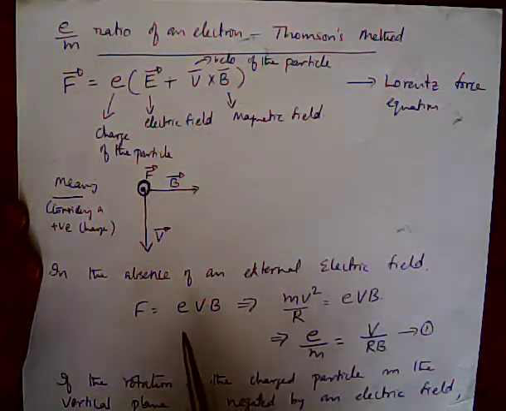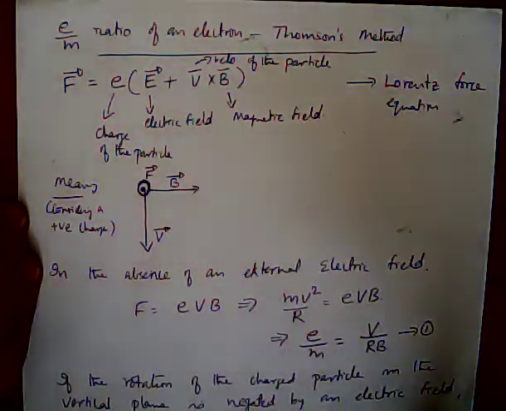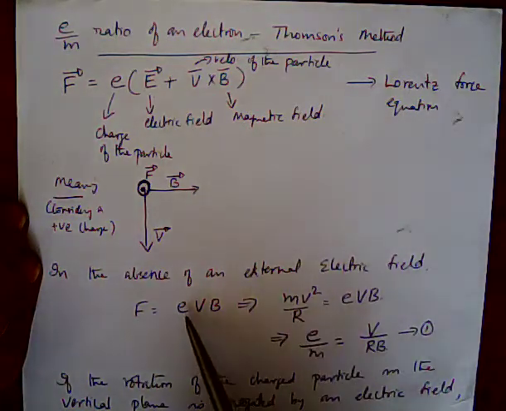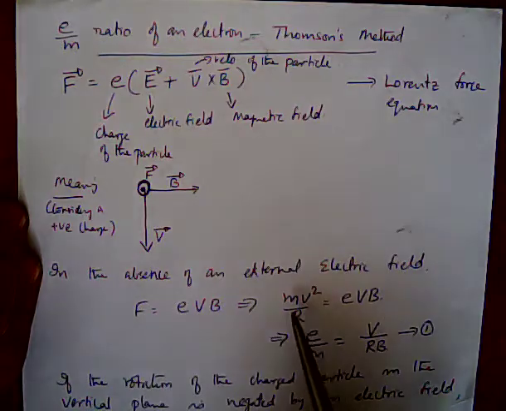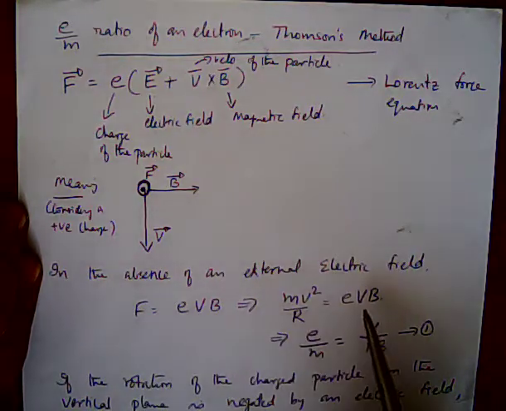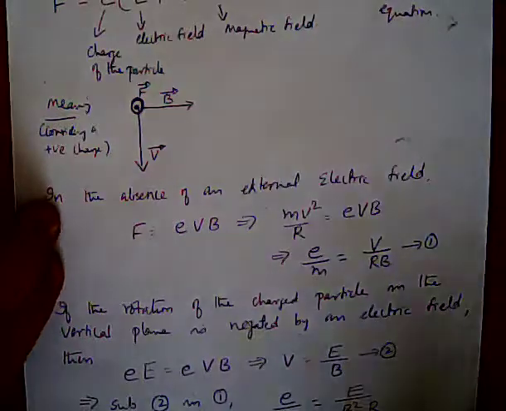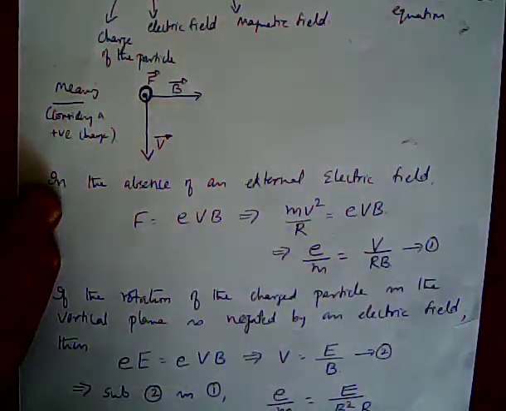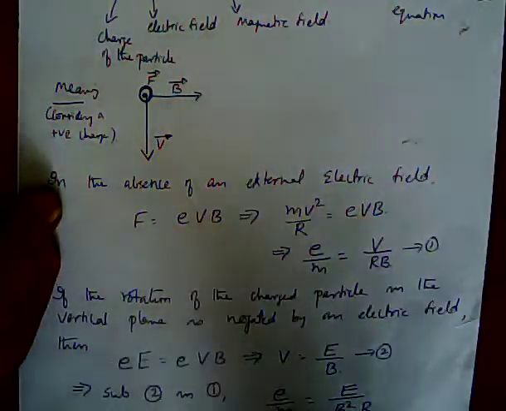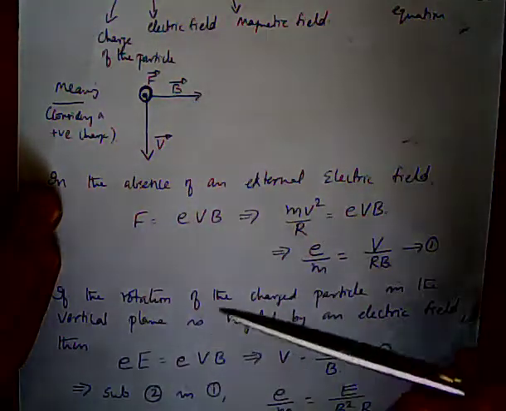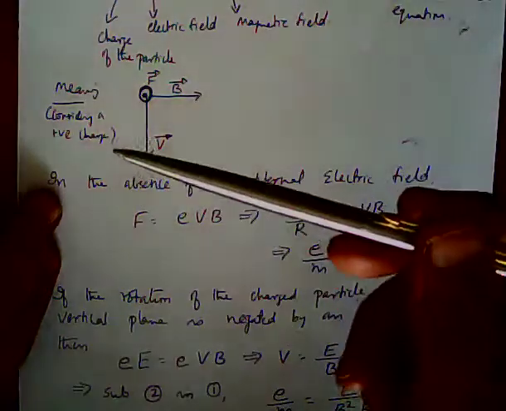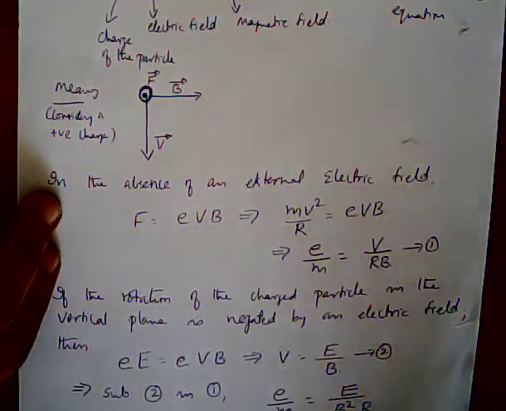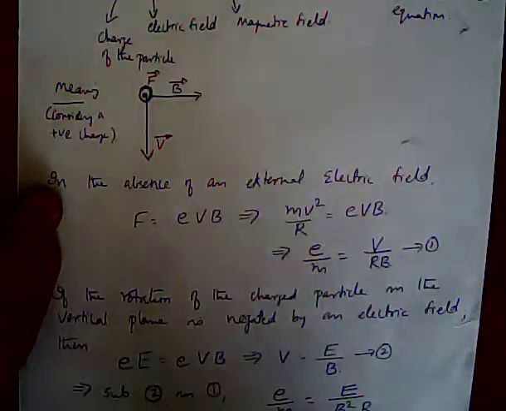v B. And since it is executing a circular motion, we can show that the centripetal force m v squared by r balances this e v B. So you have m v squared by r is equal to e v B, from which you get e by m is equal to v divided by r B, which I call equation 1. Now we consider a specific case where the deflection in the vertical plane produced by the magnetic field is exactly balanced by the application of an external electric field.